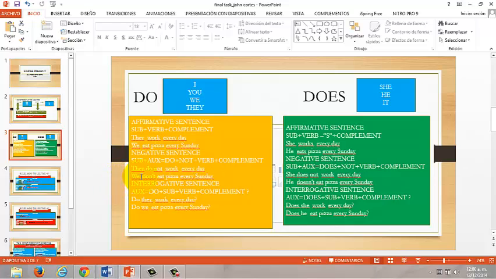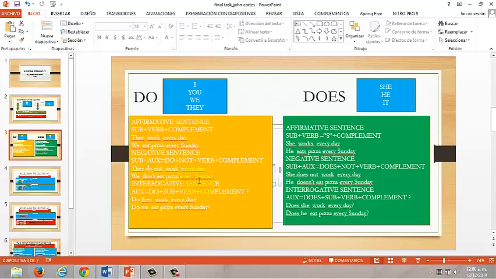And the other sentence is the same. We don't eat pizza every Sunday. In that case, I joined the two words do and not. I made a contraction: we don't eat pizza every Sunday.